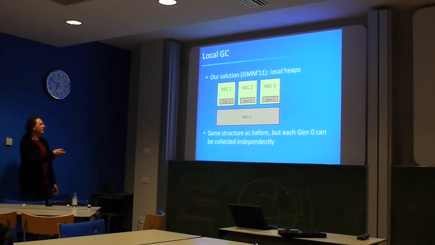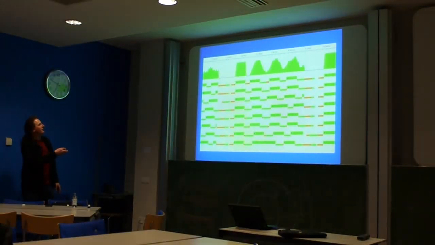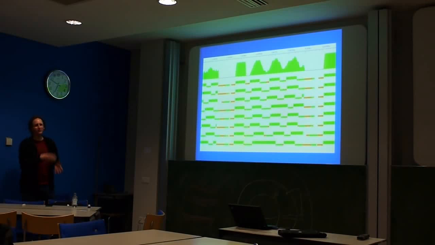Local heaps has the same overall structure, but now we can collect the generation 0s individually, independently of the others. The generation 1 is still a large shared heap, and that's still collected in parallel with stop-the-world. So this is a picture of the local heap collector running. You can see that these minor collections here are slightly offset from each other because they don't have to be synchronized anymore. So that improved performance.